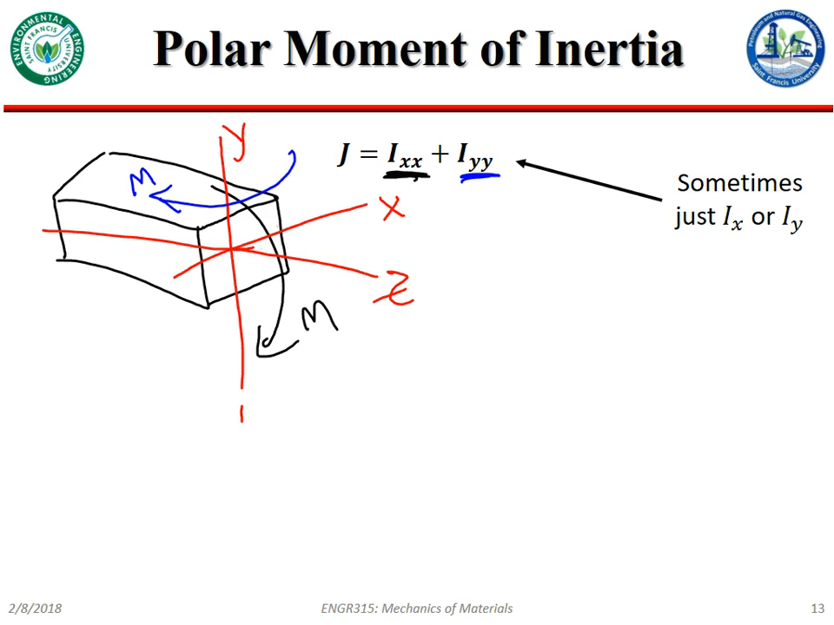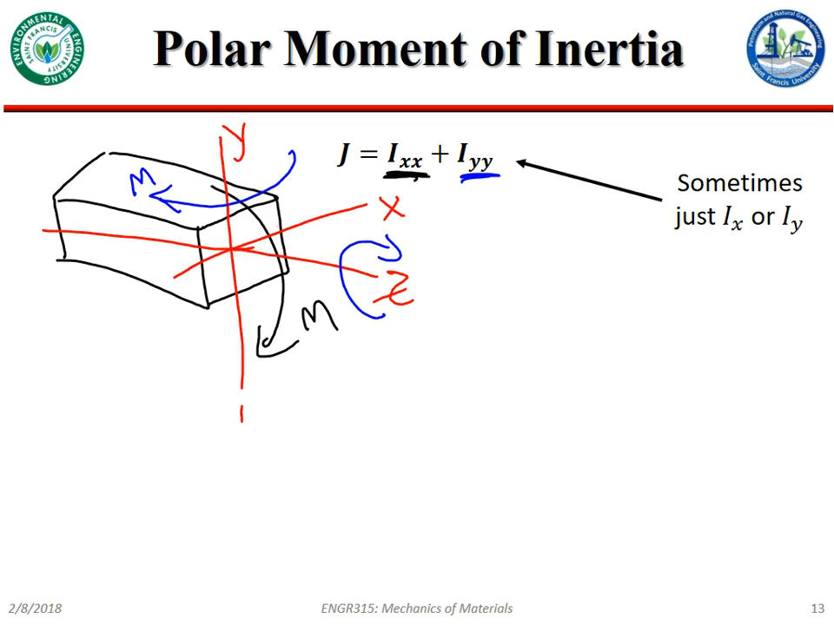However, if I'm going around the Z, you might think that it should be some combination of the two, right? Because instead of just bending around one axis or the other, I'm kind of moving through that entire plane. So you can express the polar moment of inertia.